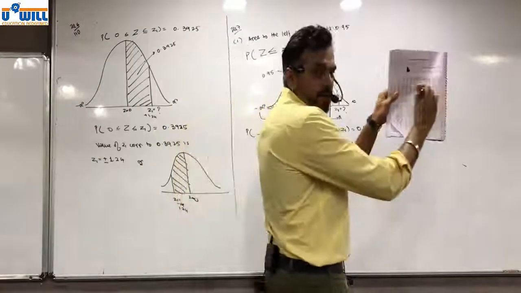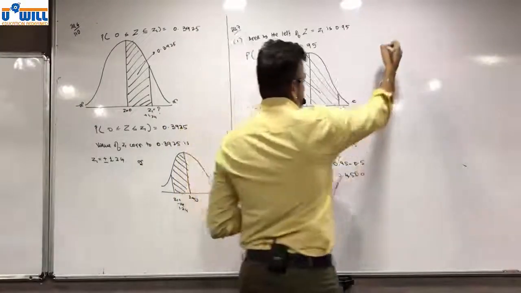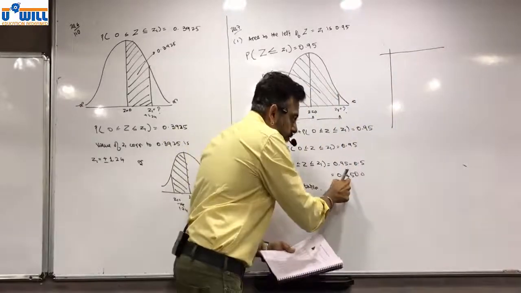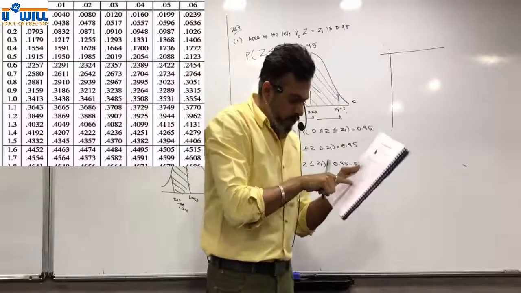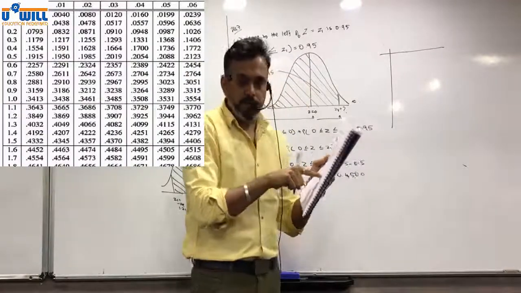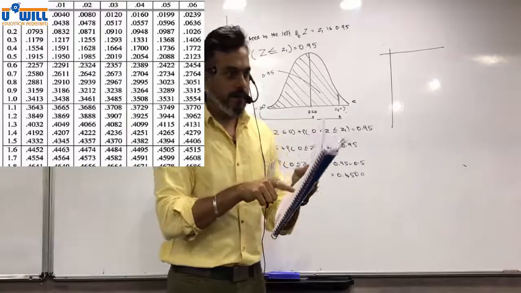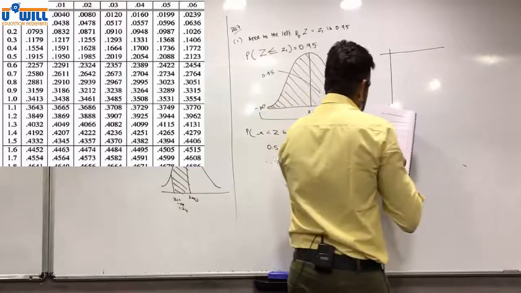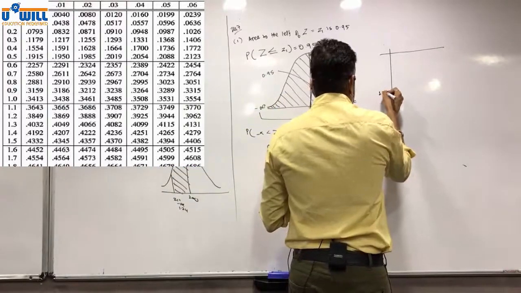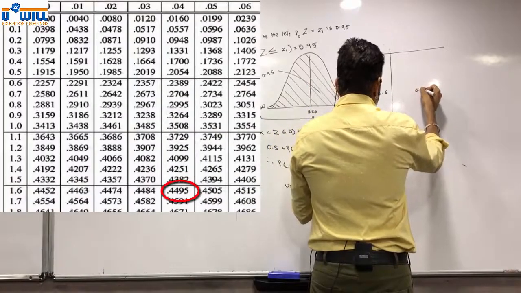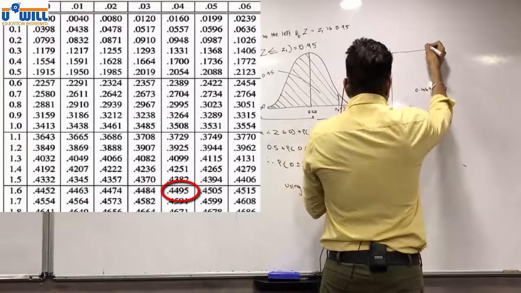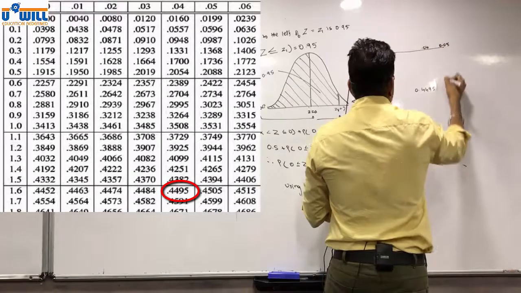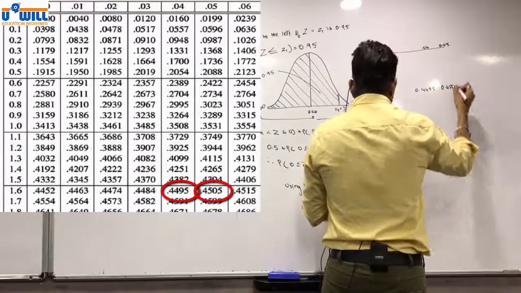When you come to this table, locate 0.4500. So are you able to locate 0.4500? Not really, because exactly वो value है ही नहीं. So what do we have? We have 1.6 के पास 0.4495, which is what? 0.04, and we have 0.05, 0.4505.